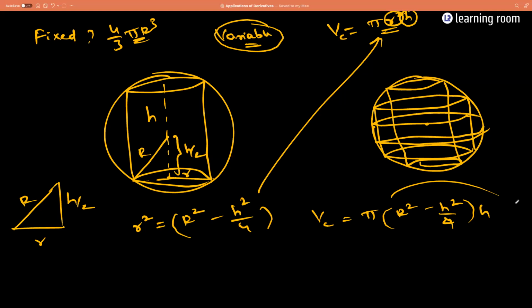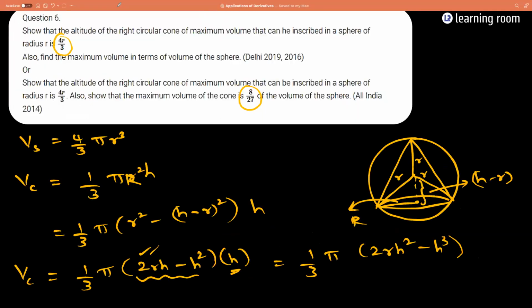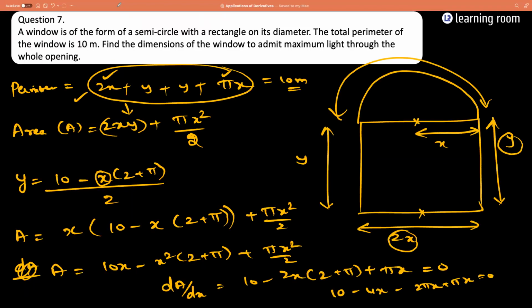So this is one such problem where we actually didn't make use of this 4/3 pi r cube. For example, if you look at the perimeter problem, the last problem that we did, what was fixed? The perimeter was fixed. So I wrote the fixed value in terms of variables. How many variables do I have actually? X and Y.